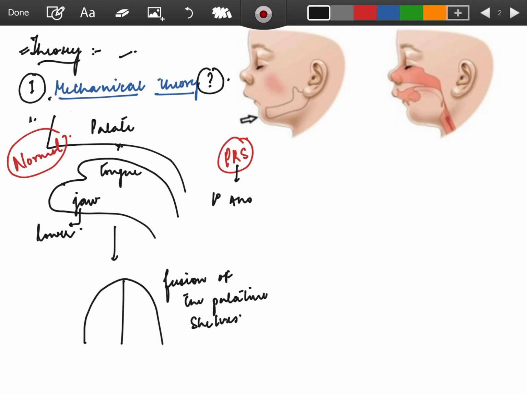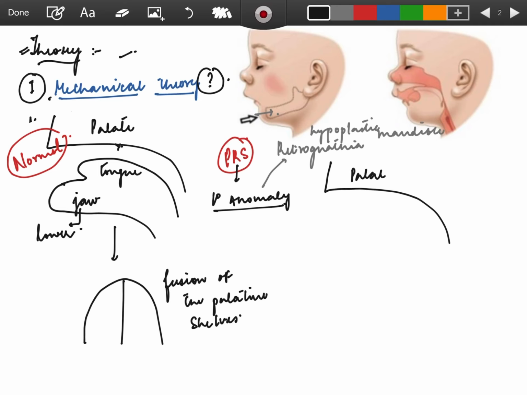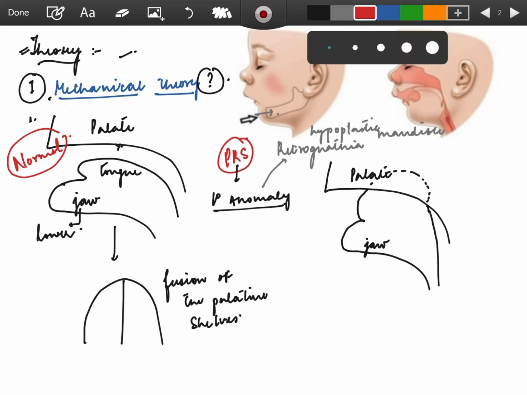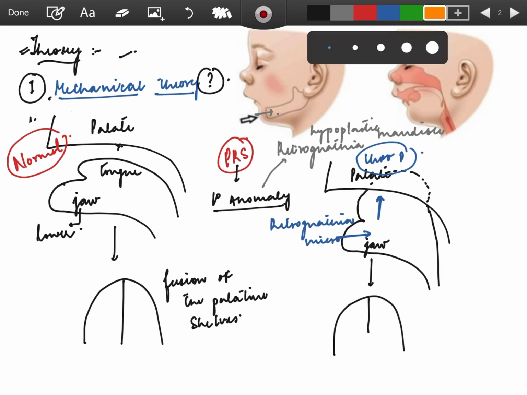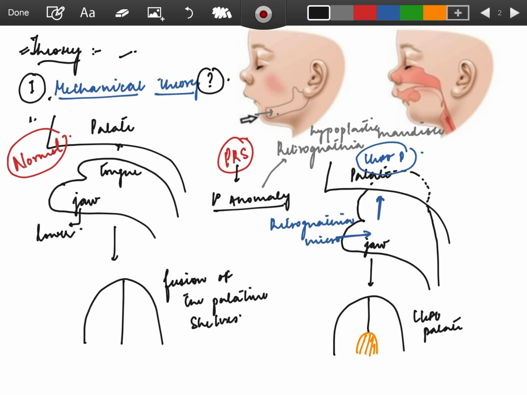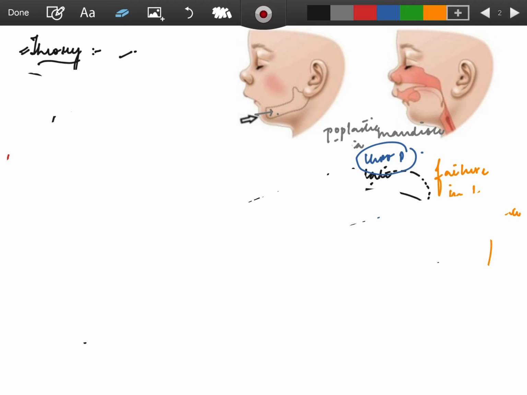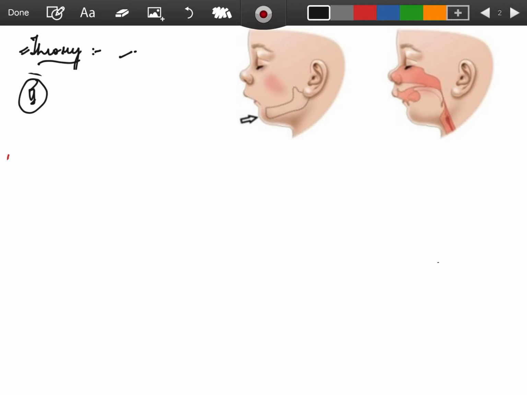But in the Pierre Robin syndrome, the primary anomaly that occurs is the retrognathia or the hypoplastic mandible. So this is the palate and this is the retrognathic jaw, and it will cause the drooping of the tongue or the backward displacement of the tongue. So the tongue will obstruct the fusion of the palatine shelves, leading to the cleft palate. Cleft palate is seen in 50% of cases of Pierre Robin syndrome. So this diagram you have to draw in the university examination or theory examination, because there is no histopathological diagram in this question.